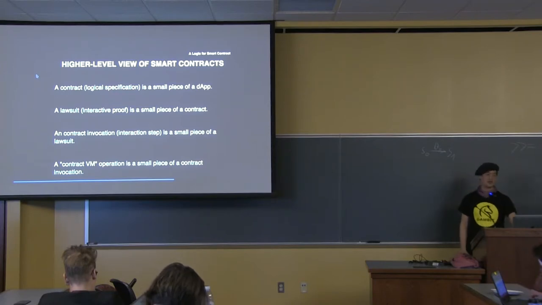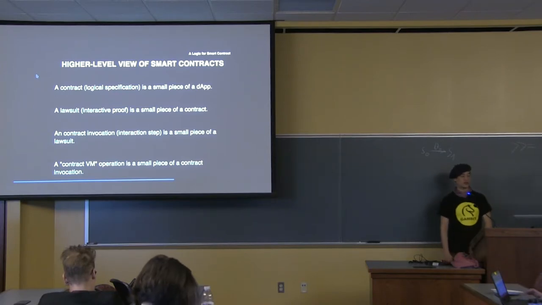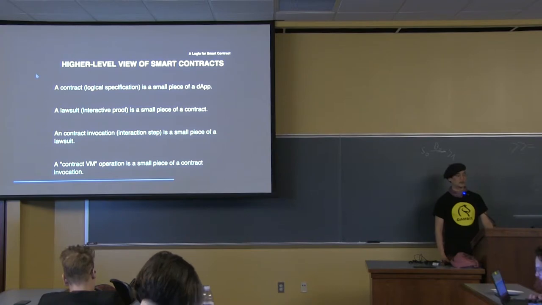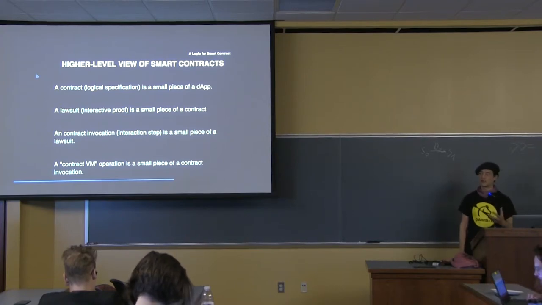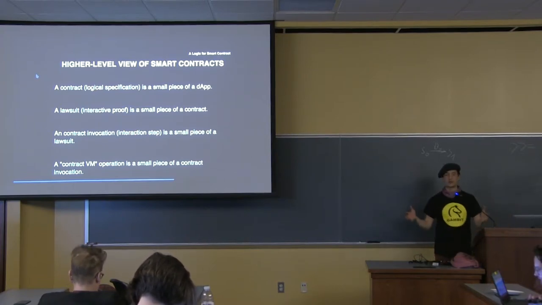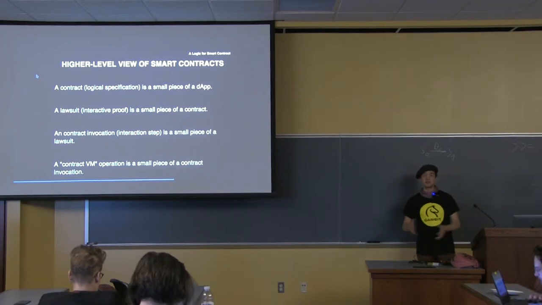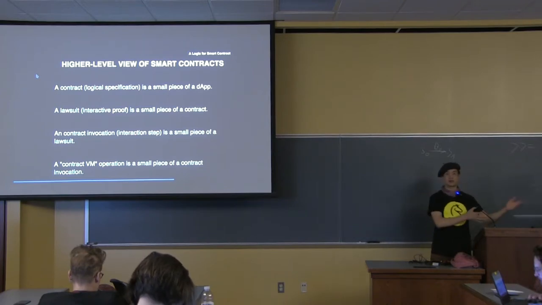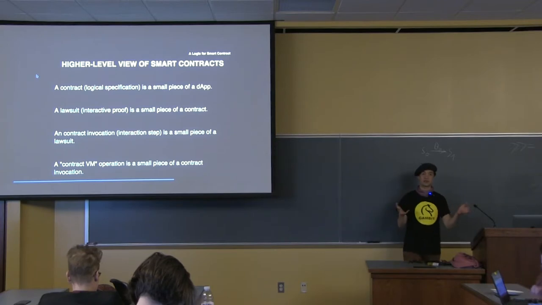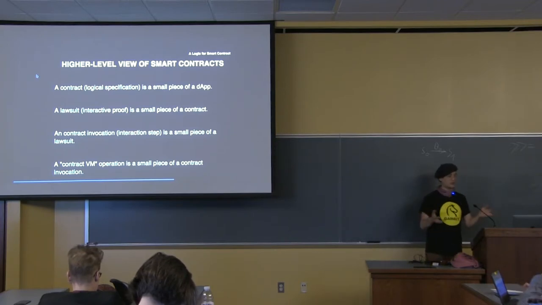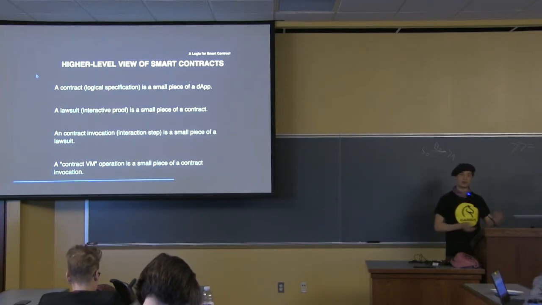Here's my most important slide, I think. The higher level view of smart contracts is that a contract is just a logical specification that is just a small piece of a bigger thing, which is your distributed application. Since most of the work is going to happen outside the blockchain, or outside the transactions, most of the work is not the contract. The contract is just a small part.